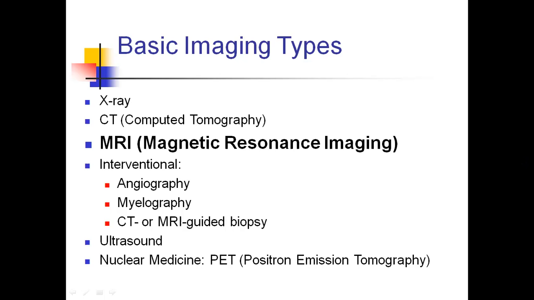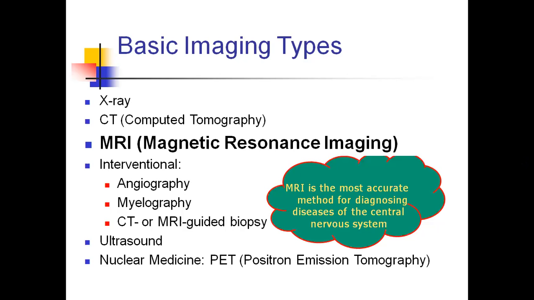And why do you think magnetic resonance imaging is printed in bold? Because it's the most accurate method for diagnosing diseases of the central nervous system. It really has advantages over all other methods.